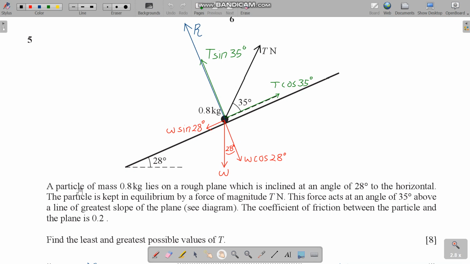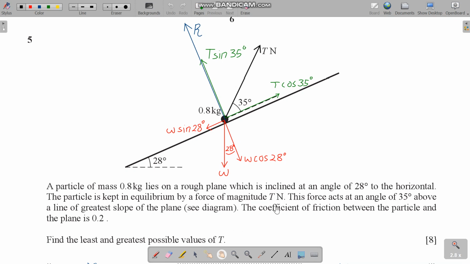Motion. A particle of mass 0.8 kg on a rough plane, inclined at an angle of 28 degrees to the horizontal, is in equilibrium. We have a force T in this direction, at 35 degrees to the slope, and the coefficient of friction is 0.2. Find the least and greatest possible values of T.